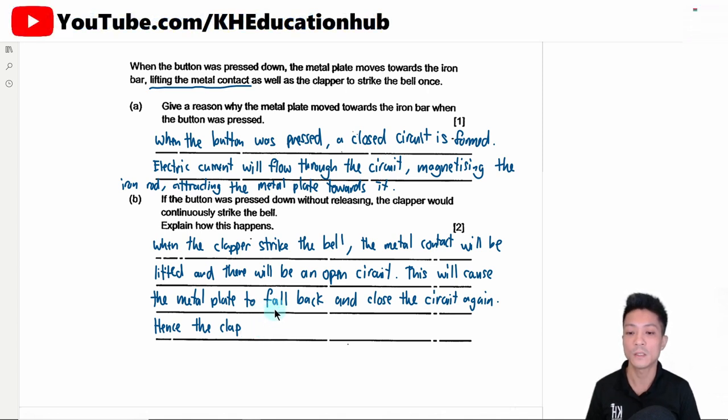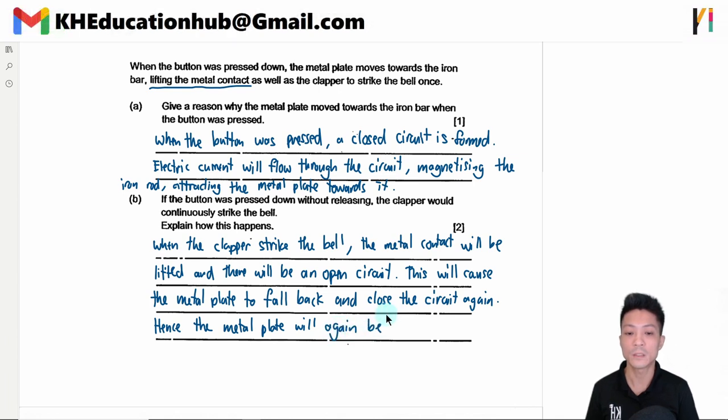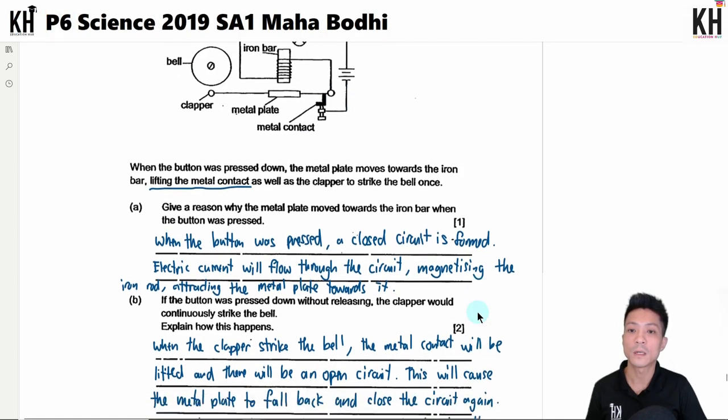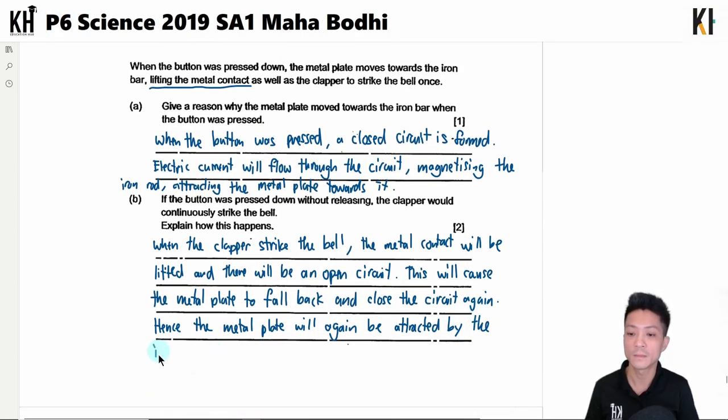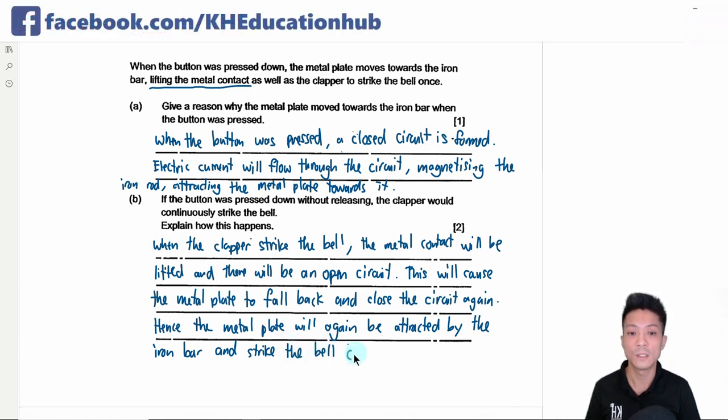Hence, the metal plate will again be attracted by the iron bar, okay, and strike the bell continuously.